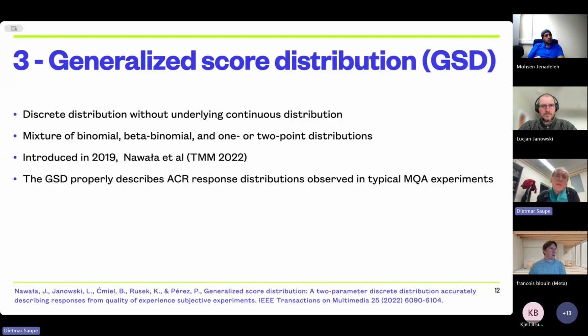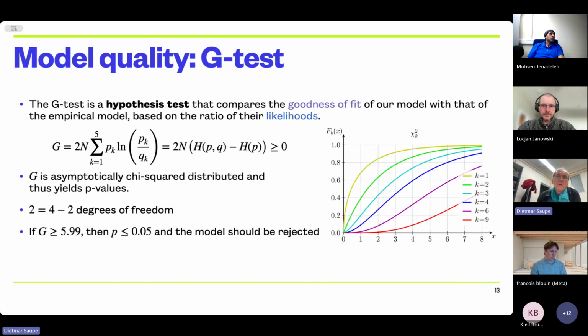Okay, that's that. And then the third type of model is a generalized score distribution, which was developed a while ago by Nawala et al. Also, Lucian was involved in it. It's a discrete distribution like our maximum entropy distribution without this continuous distribution lurking underneath. It's a complicated mixture of binomial, beta binomial, and 1 or 2 point distributions. One of the properties that was put forward in their papers was that it describes ACR response distributions that were observed in typical experiments. By typical, they have meant that these are experiments that are done in the lab, strictly following the rules of BT500 and other standards. Okay, so that is the first part.